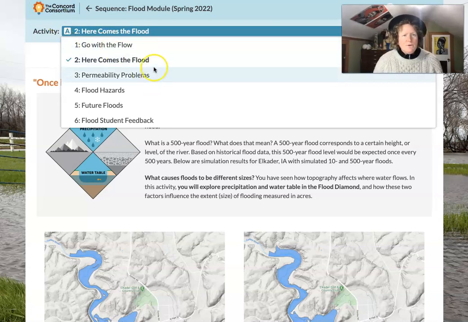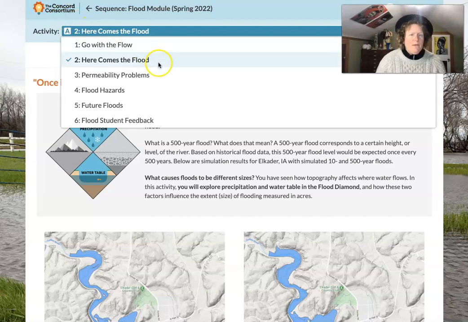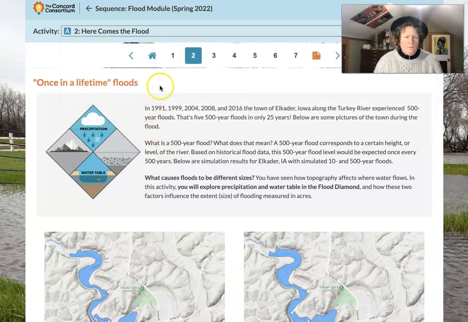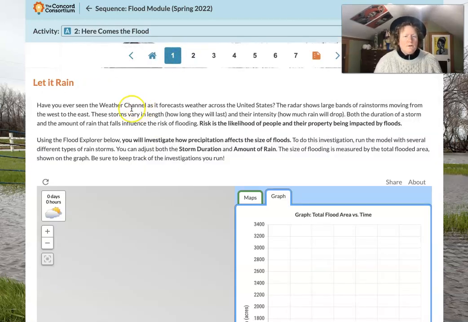Hey scientists, we're working on the flood module in Concord Consortium. We're working on the second lesson called Here Comes the Flood. And we're going to let it rain.